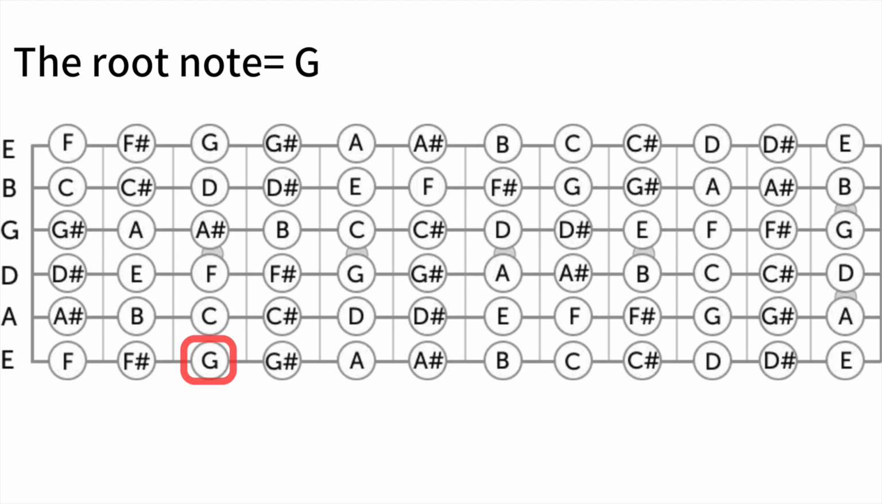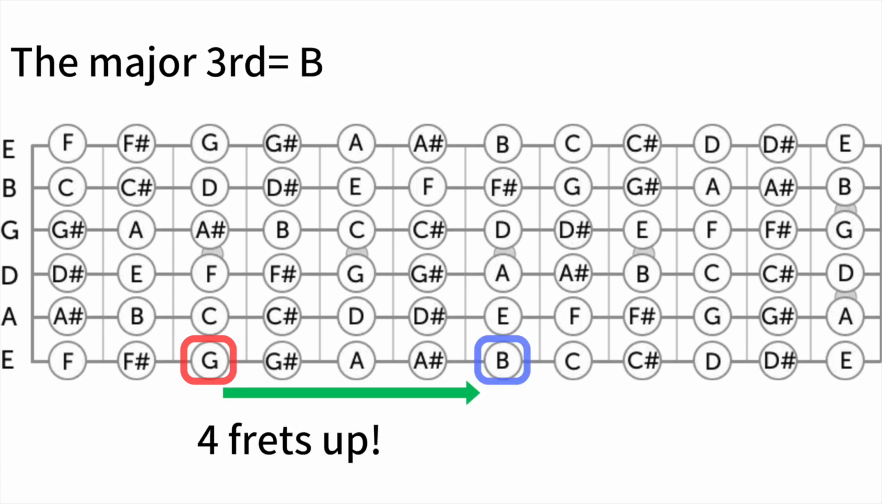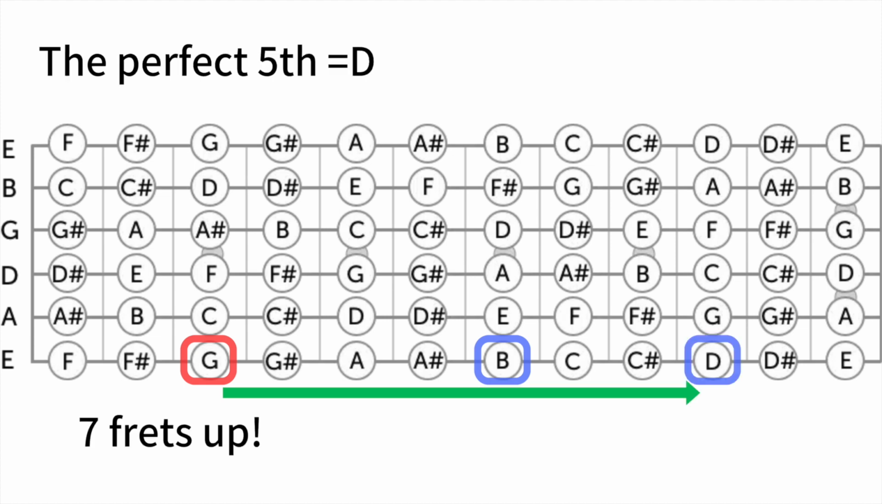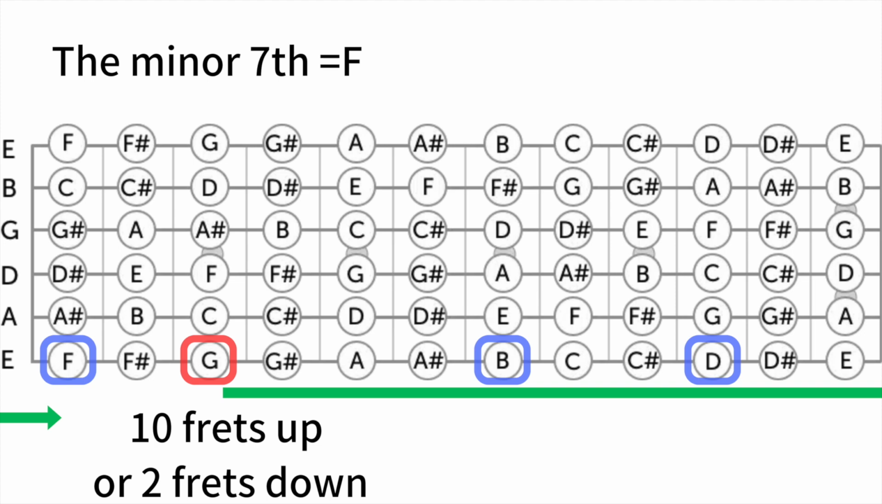For example, if you want to construct a G7 chord, the root is G. The major third is B, 4 half steps from G. The perfect fifth is D, 7 half steps from G. The minor seventh is F, 10 half steps from G.